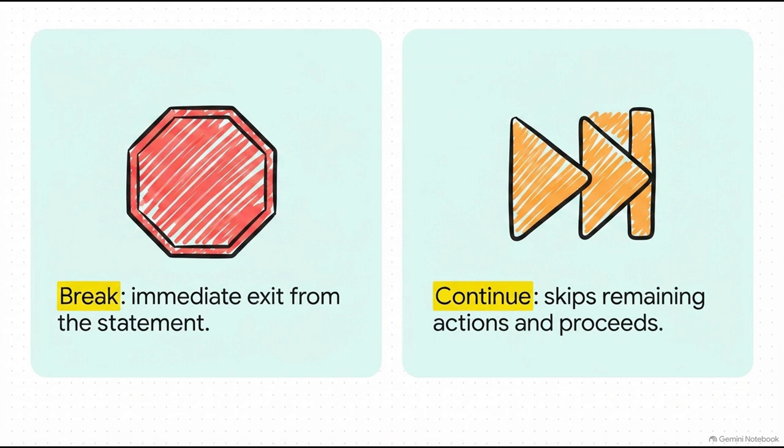The continue statement, on the other hand, just skips the remaining statements in the body for that specific cycle and proceeds right to the next iteration. It's basically telling the machine, hey, skip this one step, but keep the overall loop running. Think of it kind of like a skip track button on a playlist, rather than turning the music player completely off.